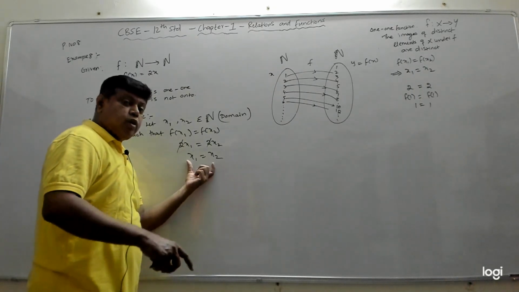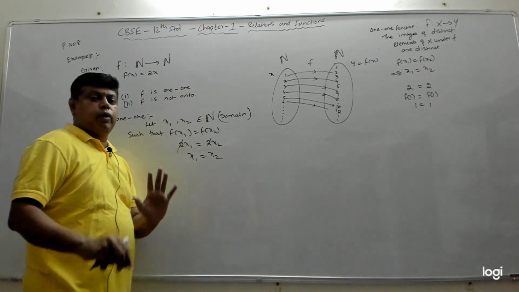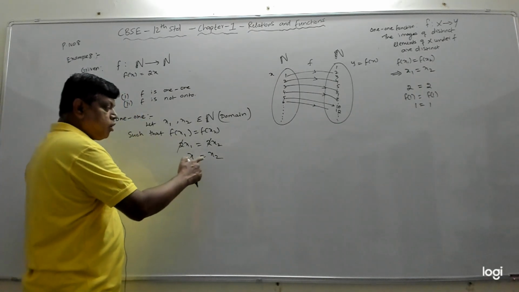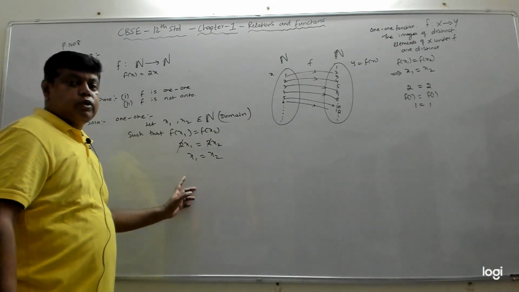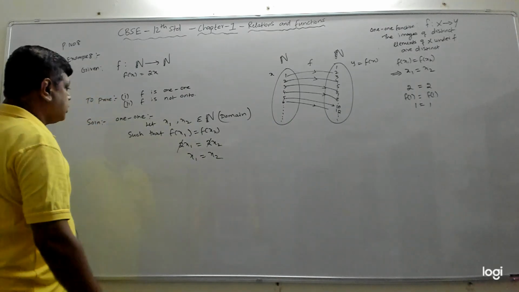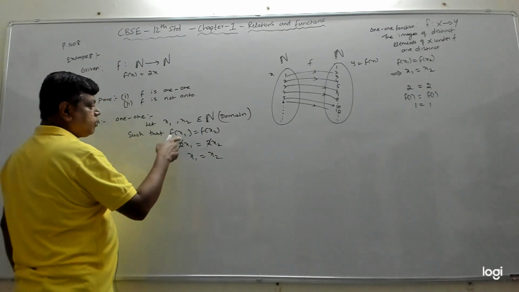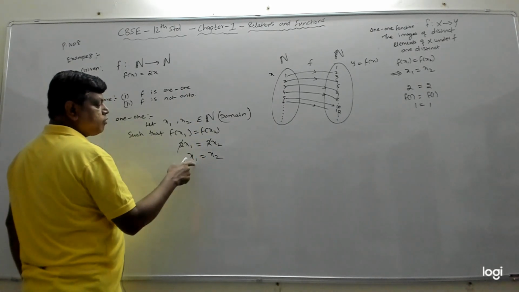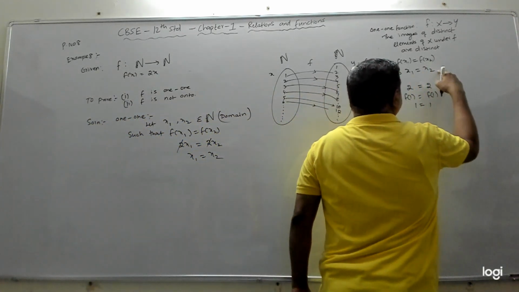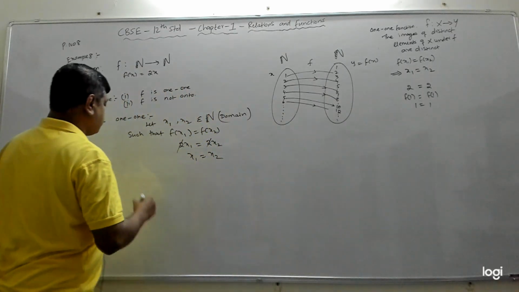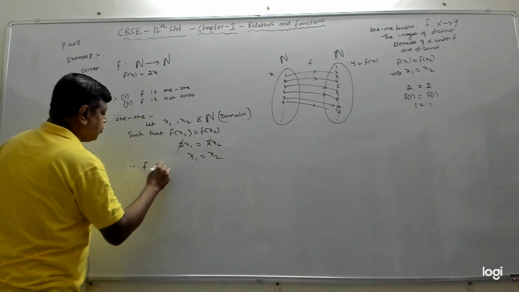If you get x1 is not equal to x2, then it becomes not one to one. If you get x1 equal to x2, then it is one to one. So we started with f of x1 equal to f of x2, and we proved x1 equal to x2. We started with this, and we got this. So therefore, f is one to one function.